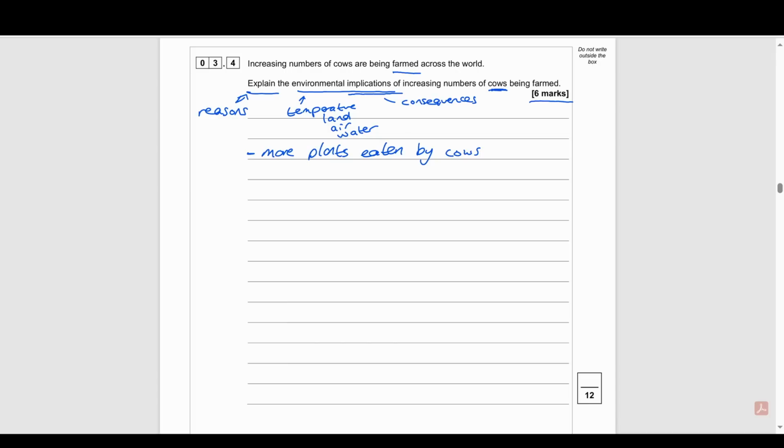Now, what is the problem? Because remember, we're dealing with the consequences of these cows being farmed. If there are more plants eaten by cows, then there's going to be less land available. And if there's less land available, there's going to be less land available to grow crops because more of it is going to be used to farm and house these cows.